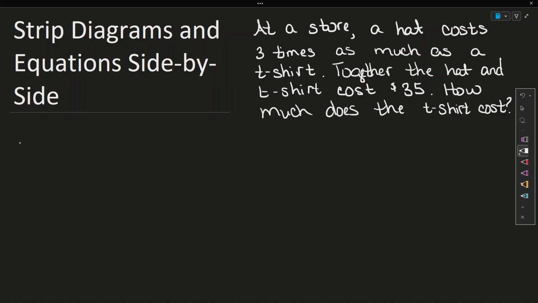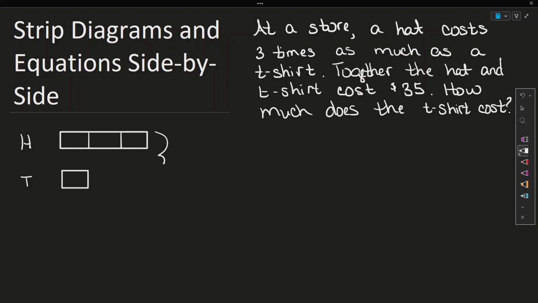The strip diagram has a hat strip and a t-shirt strip. The hat strip should be made of 3 equal rectangles. So I'll go ahead and draw a big one and break it up into roughly 3 equal parts. The t-shirt strip is made of one of these rectangles. That's the same size as one of the pieces of the hat.